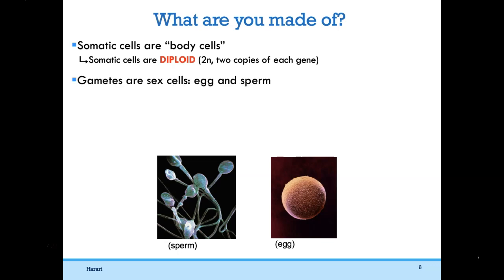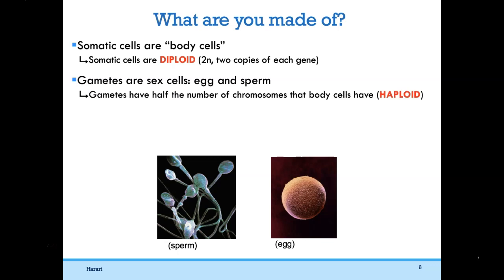All right? The other type of cells you have in you are gametes. And gametes are sex cells, sperm or egg. Gametes, unlike somatic cells, have half the number of chromosomes, right? So somatic cells are diploid, they have two copies of each gene. Gametes are haploid, they only have one copy of each gene. So a sperm or egg is only going to have one copy of hemoglobin, for example.